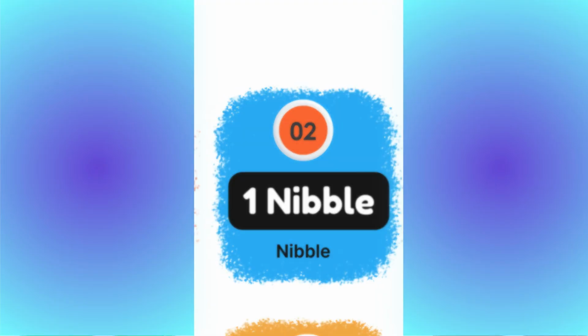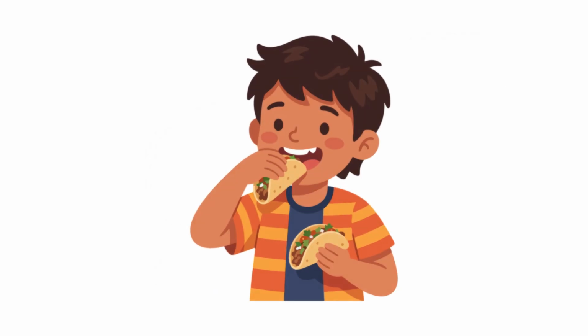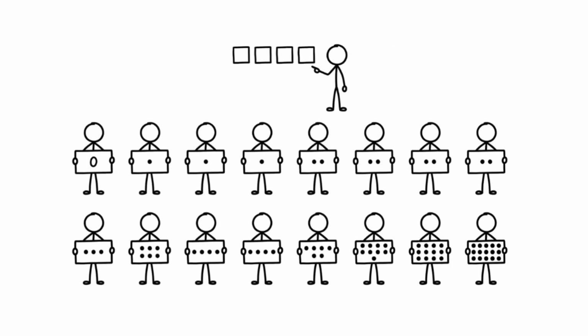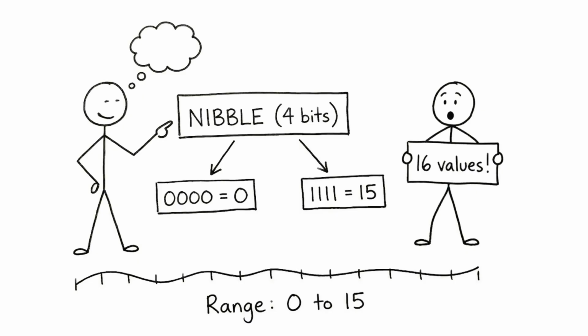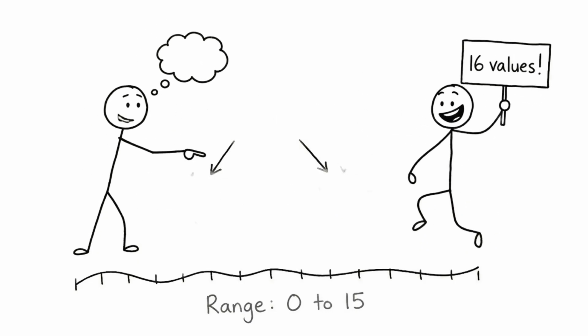Number 2, the nibble. Group 4 bits together and you get what's called a nibble. I know it sounds like a snack, but it's actually quite important. With 4 bits, each having two possible states, you get 2 to the power of 4, which equals 16 different combinations. So a nibble can represent 16 different values, from 0000, which equals 0, all the way to 1111, which equals 15.